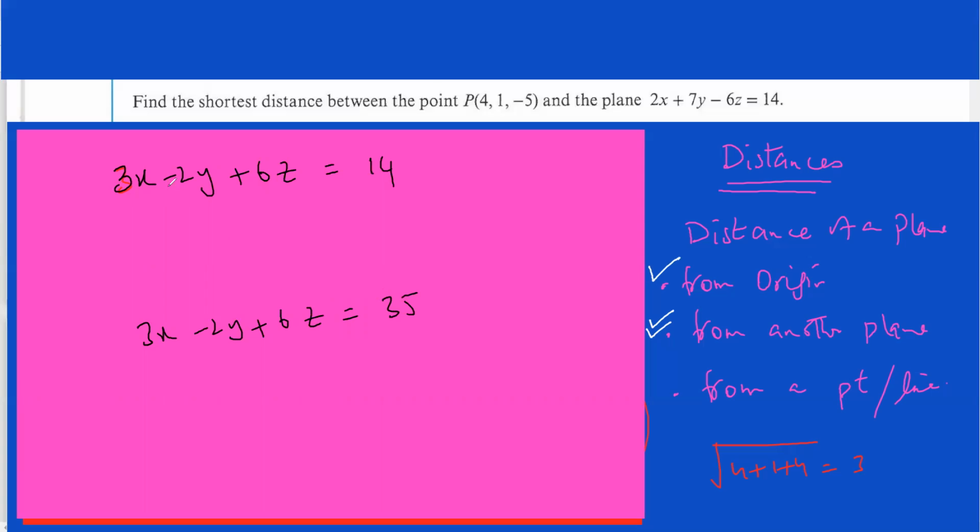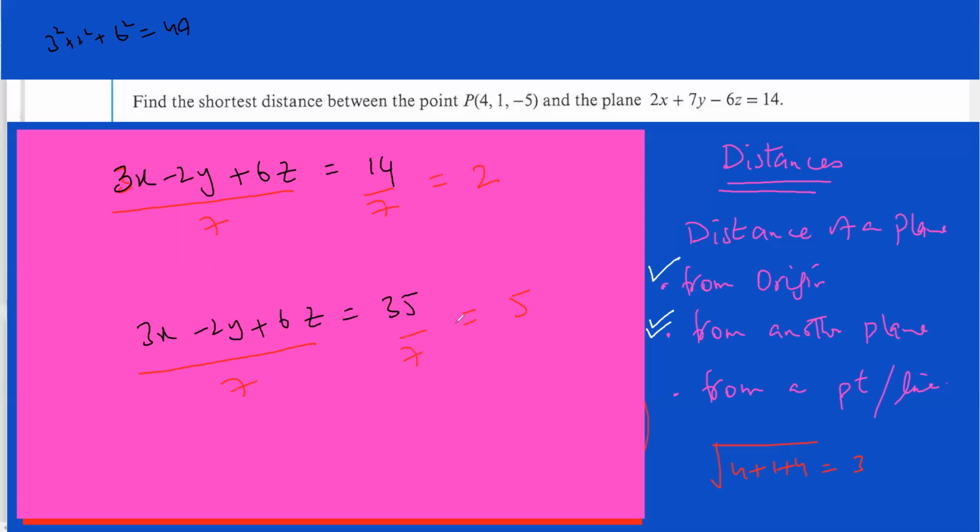Again, I'm taking intentionally this 3, minus 2, 6, because 3 square plus 2 square plus 6 square, that is 49. So its magnitude is going to be 7. So when you want to find the distance between these two planes, you divide this vector by 7 and obviously this by 7 as well. So this is going to be 2 and this is going to be 5. So the distance between these two planes is 3 units.